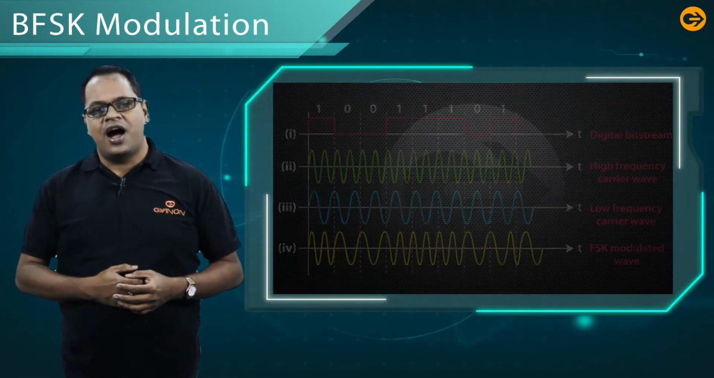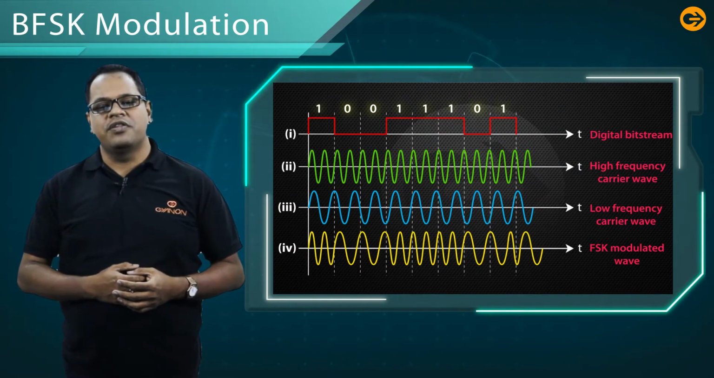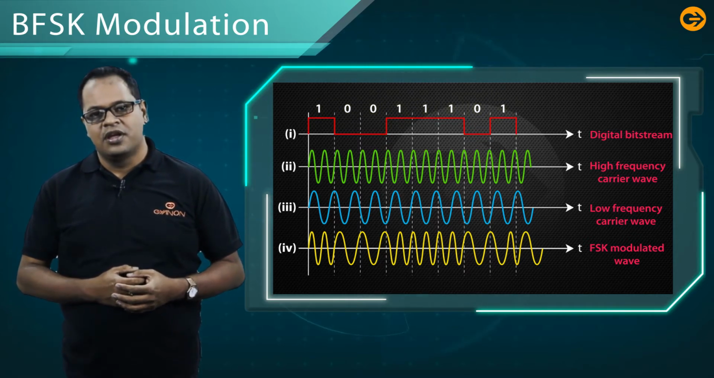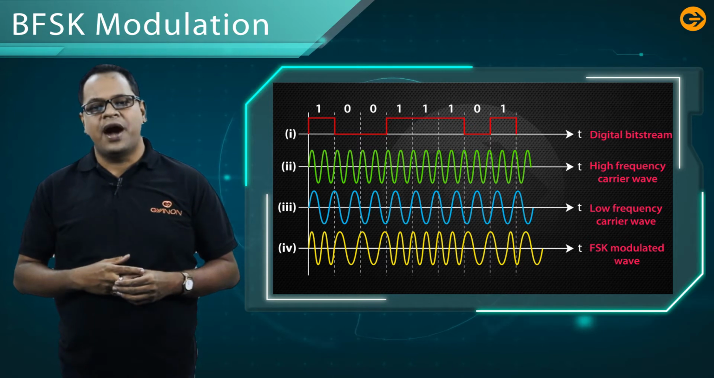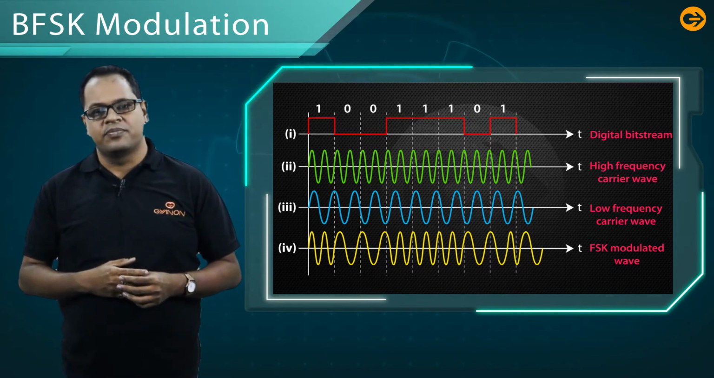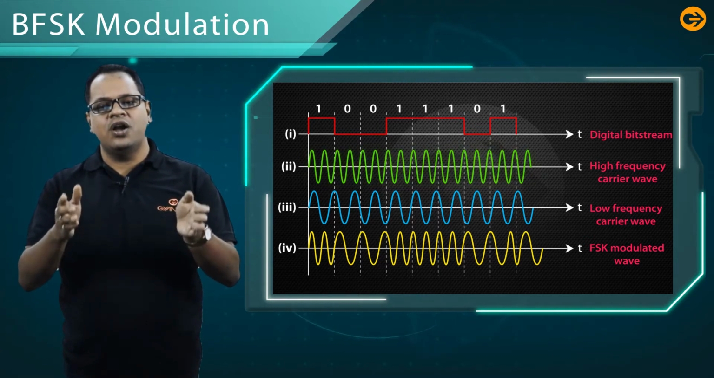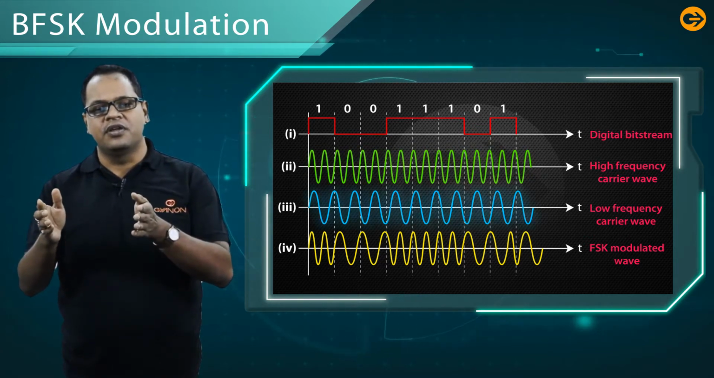In this segment, we are going to discuss BFSK modulation. Let us consider a digital signal which is represented by the sequence 1 0 0 1 1 1 0 1. This signal will be binary frequency shift keyed by using two carriers, one with a carrier of high frequency and one with a carrier of low frequency.